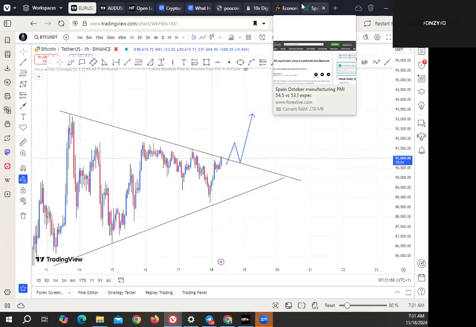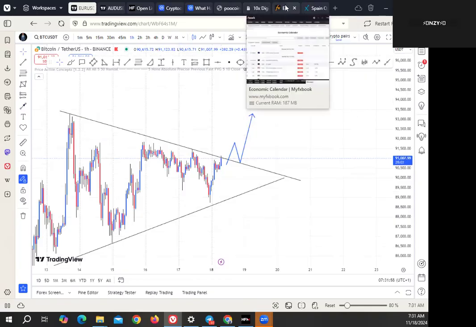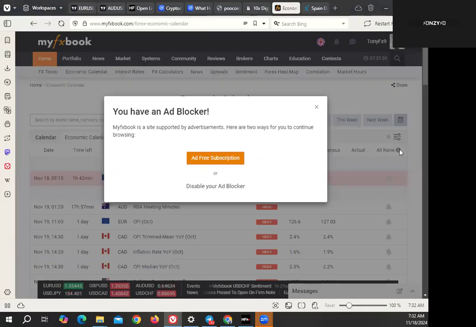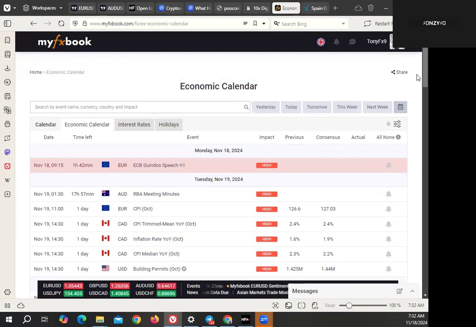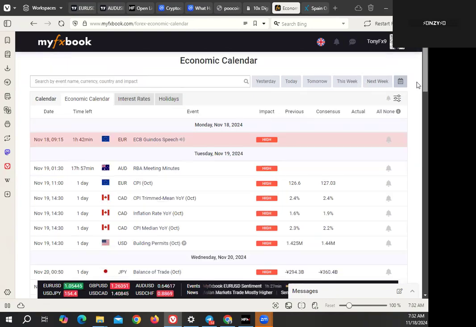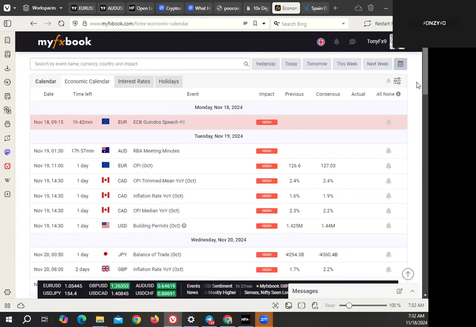Let's now wrap up with our fundamental analysis for the week. So starting today by 9:15, we have ECB Budo's speech. A central banker in Europe is speaking by 9:15. We'll tune into that. I'll also drop the summary of the speech in the group, on our WhatsApp and our Telegram group. So don't miss out on that.